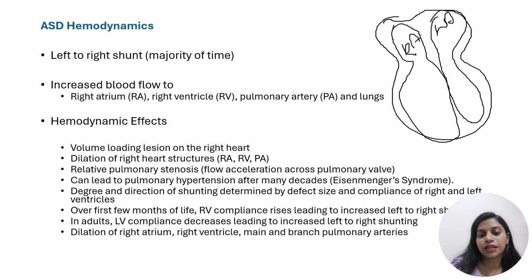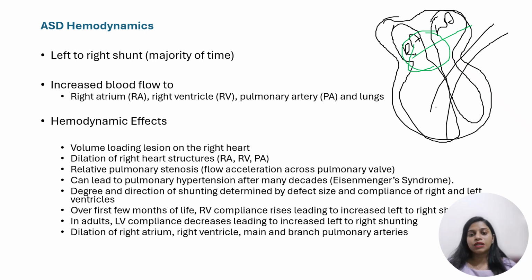So if there is any defect in the interatrial septum, what will happen? Through this defect, the blood will be moving from the left heart chambers to the right heart chambers. So the blood flows to the right atrium and right ventricle, and from the right ventricle the pulmonary artery is arising, right? So what happened? When the blood flows through this defect, it will cause dilation of the right atrium, right ventricle, and the pulmonary artery. So it's like an extra volume to the right heart chambers.